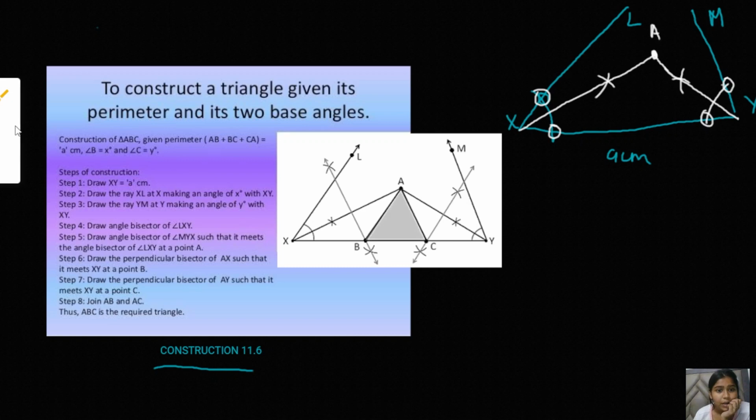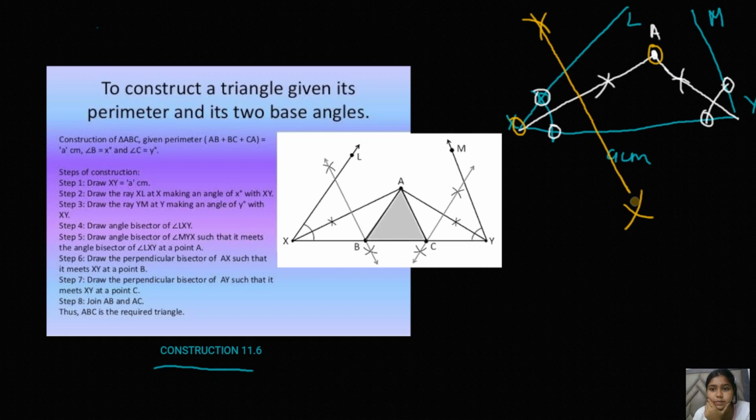Right, now draw the perpendicular bisector of AX. This is AX. You have to draw the perpendicular bisector. So open the compass more than half of the length of AX. Draw the arcs like this, then put the pointer at A, then again draw the arc like this, and they will be meeting like this.